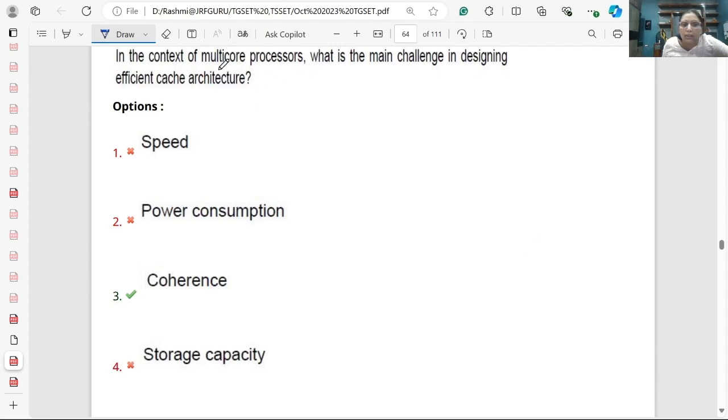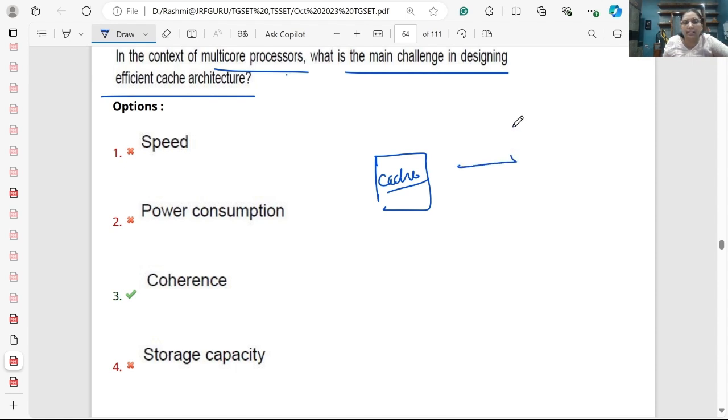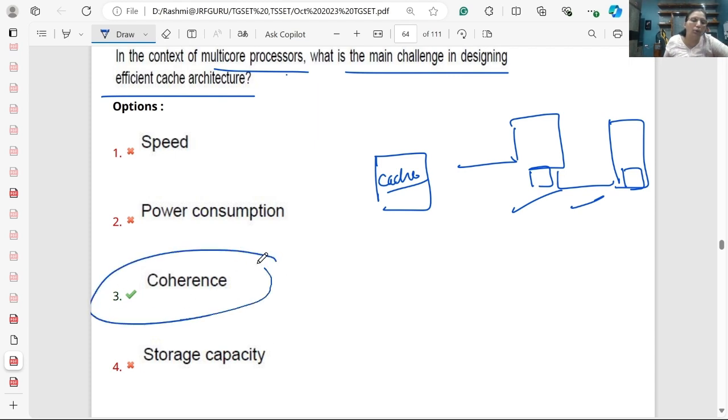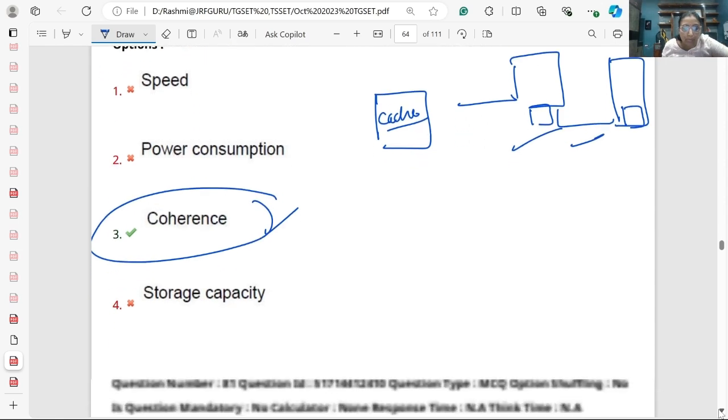Now, in the context of multi-core processors, what is the main challenge in designing an efficient cache architecture? In a multi-core processor the processors share the common cache. Whenever I am designing this architecture, I need to keep all the caches updated with respect to each processor, and this problem is called the cache coherence problem.